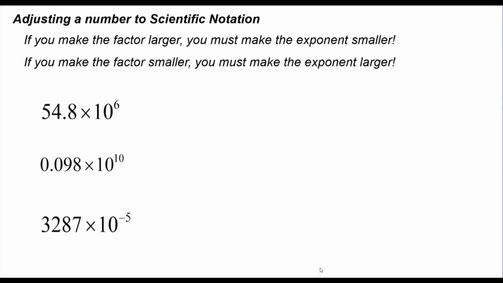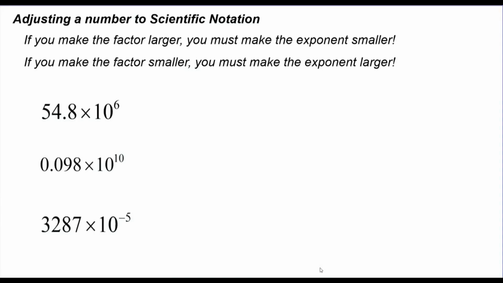So how do you adjust numbers in scientific notation if they aren't? If we just need to make a slight adjustment, what do we do with the factors and what do we do with the exponents? Well, there's a real nice rule of thumb that I'm going to use here. If you make the factor larger, meaning you move the decimal to the right, you must make the exponent smaller to compensate for that. If you're making the factor a larger number, you have to make the power of 10 a smaller number. Otherwise, you're making the whole number larger and it's changing the number.